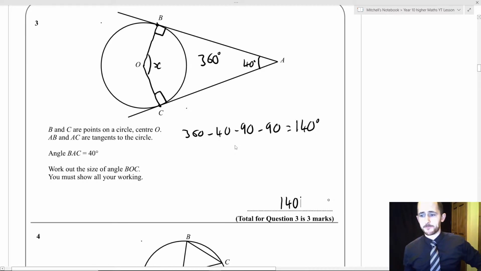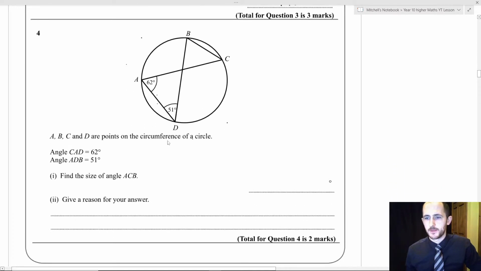Okay, perfect. So, next question. This is where things get a bit trickier. Because, I mean, look at this. Look, this looks crazy, right? It looks really, really weird. So, ABCD are points on the circumference of a circle. And CAD is 62, ADB is 51. Find out the angle ACB. So ACB, that is this angle here.